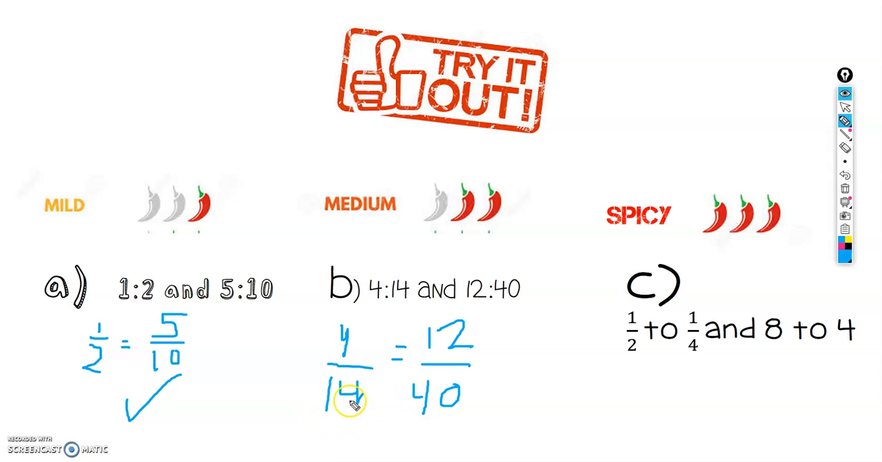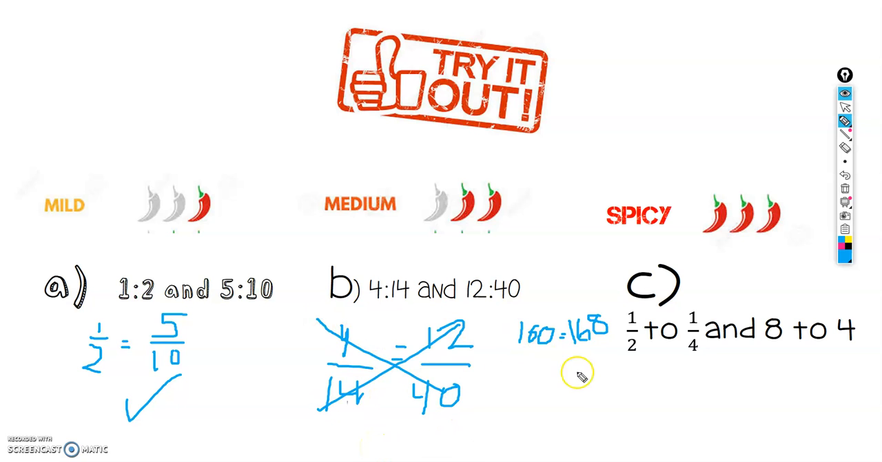I'm going to use cross products for this one. So I know that this way is 160. Oh man, sorry. How embarrassing. Okay. 160. Let's see if the other way is proportional. This one I don't know in my head. So 12 times 14, and it equals 168. So that's not true, is it? So this one is not proportional.